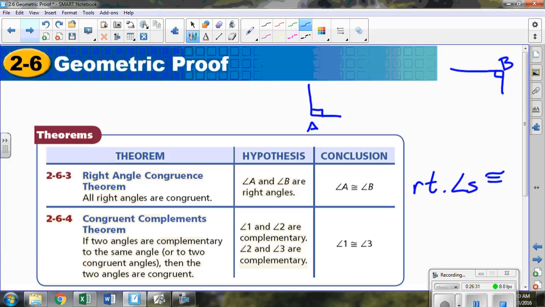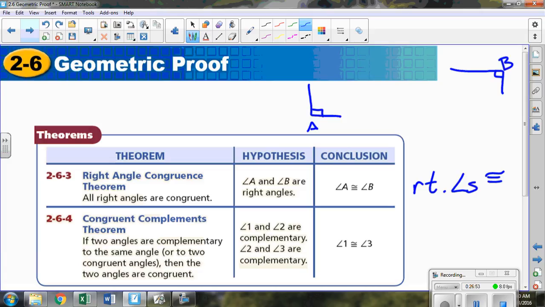Why would they be congruent to each other? What's the big picture idea? If it's a right angle, it's a 90-degree angle. So if they're both 90-degree angles, that makes them congruent, because angles of the same measure are congruent. It's the definition.